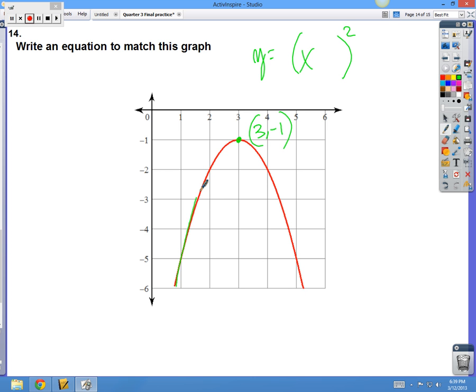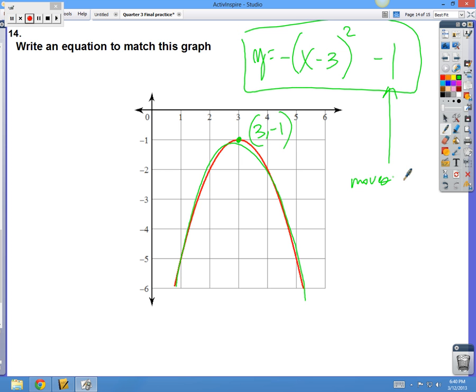I know that this opens down, so it's going to be a negative out in front. Next, in the parentheses is what tells you to go left or right. I went 3 to the right. So it's going to be backwards of what you think. It's not going to be +3. It's going to be -3. Okay, now I went down 1. And that is what your intuition tells you. So this number right here moves up or down. If positive, then up. If negative, then down.